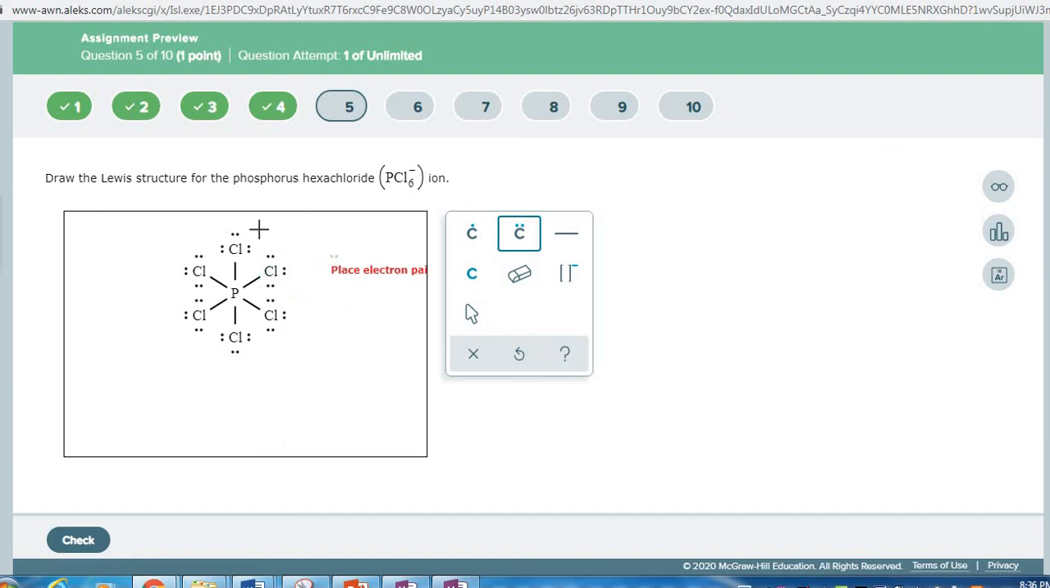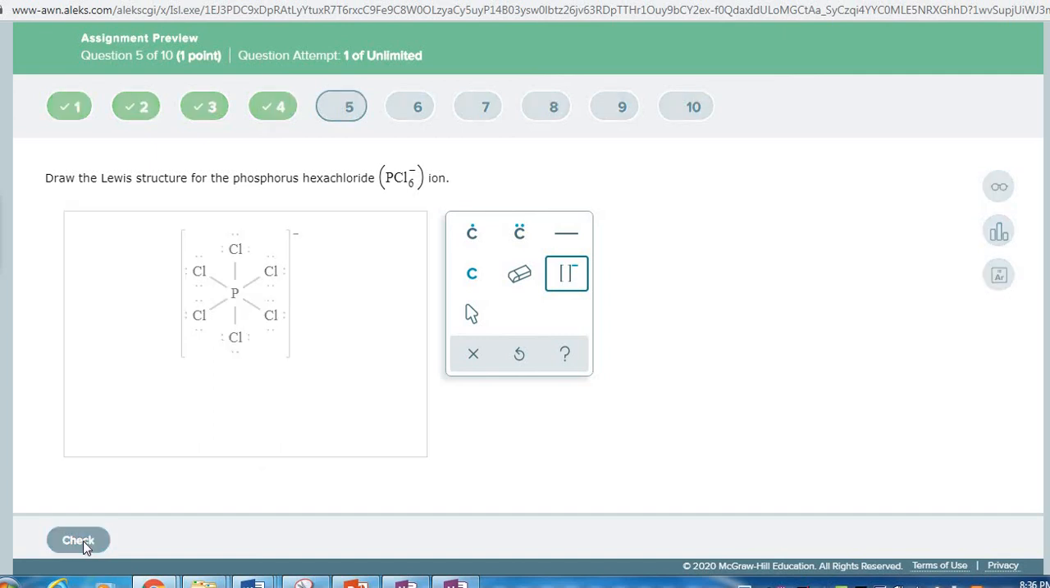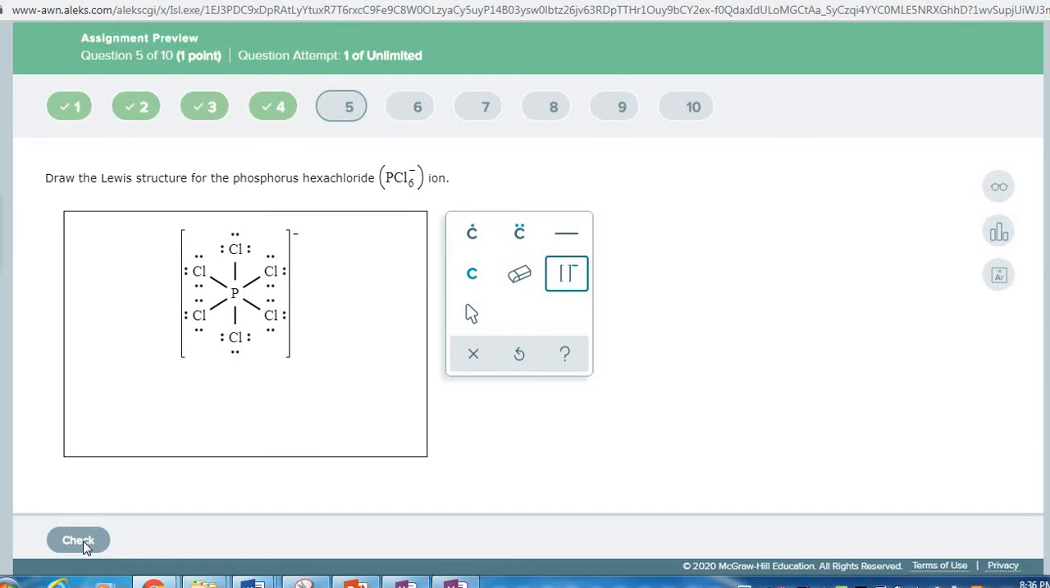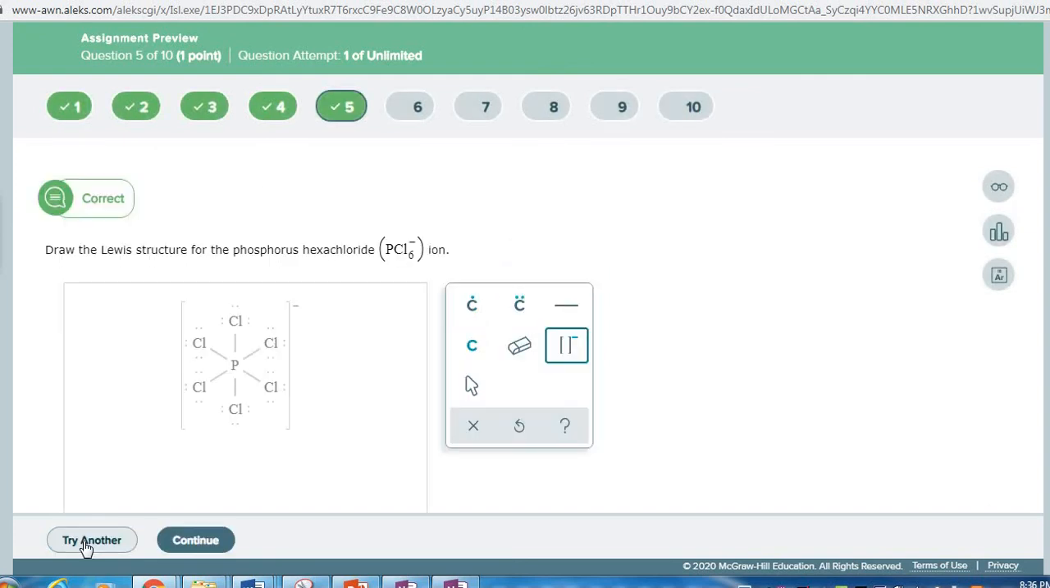Okay, so there's that. Now remember, it's an ion, so we need to put it in those brackets. And that is a minus charge that we'll put up there. And so this should be a very correct Lewis dot structure for the phosphorus hexachloride ion. Go ahead and click on check. And let's hope we see green, and we do.